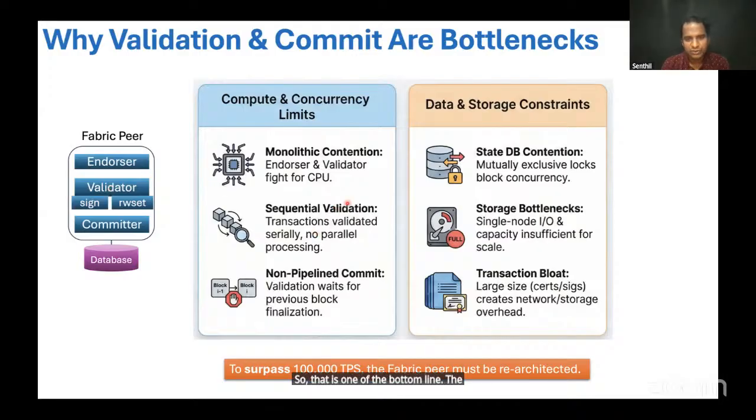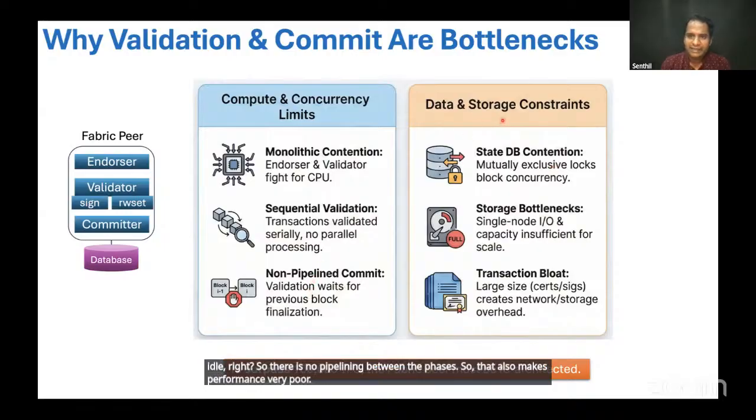The second is sequential validation. As I already showed, in phase two, where we validate the read set, we have to validate each transaction serially because one transaction can impact the result of another. So this sequential validation also impacted the performance. The third one in this category is non-pipelined commit. As I said, the three phases are executed serially. So when phase three is executed, phases one and two are idle. There is no pipelining between the phases, and that also makes performance very poor.